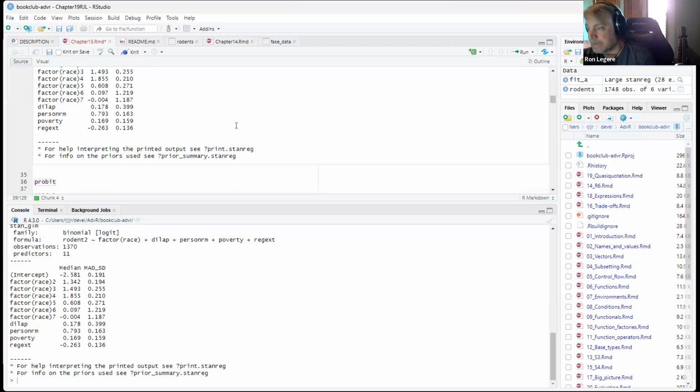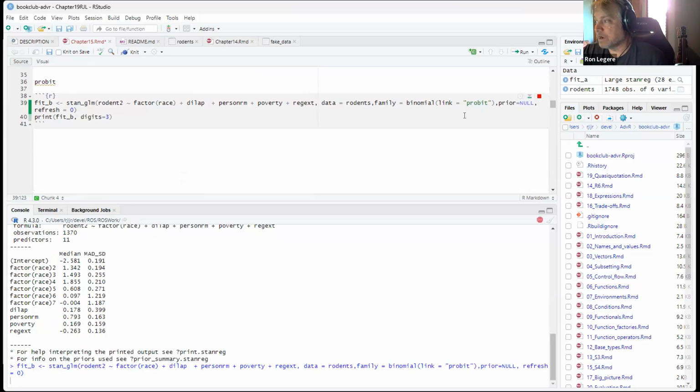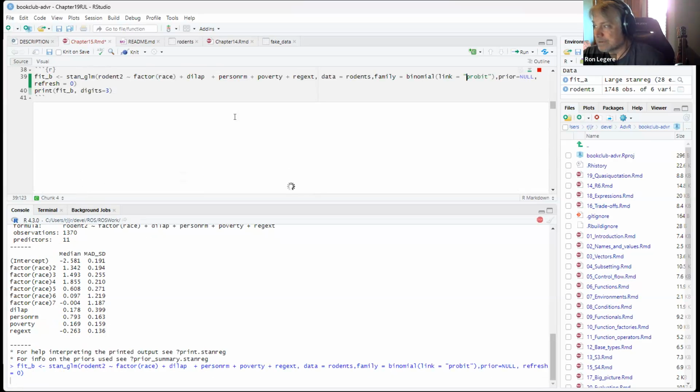I mean, obviously, this is not a scientific study. This is just looking at the probit versus logit, right? So we do the probit fit, like I said. It does work if you put prior equal to null. I guess if you don't have the prior, it's still slower, by the way, which makes no sense. I don't know why. It's just a slower process. See, it's still running.